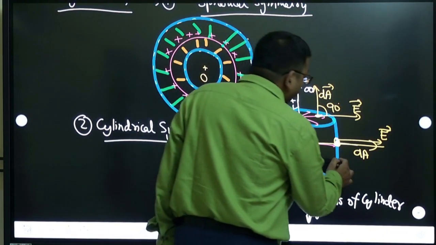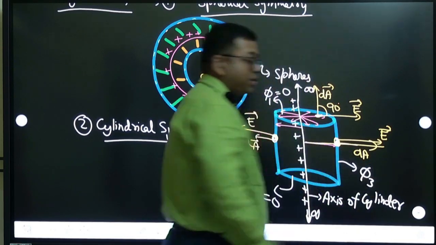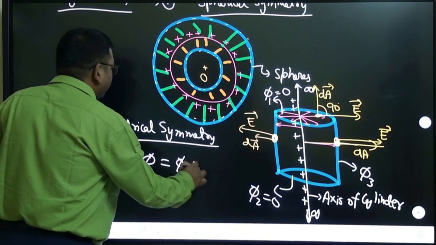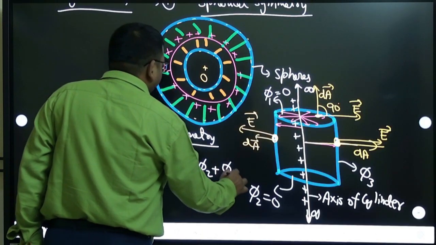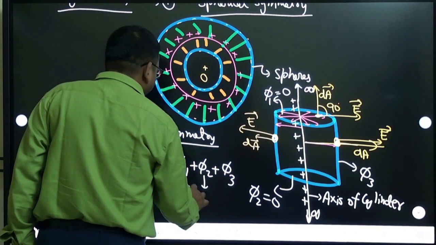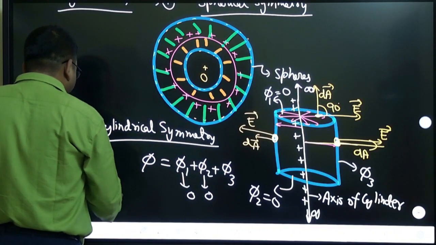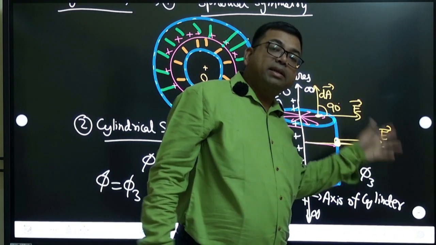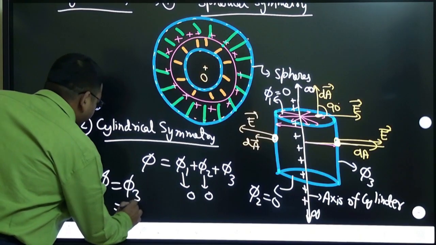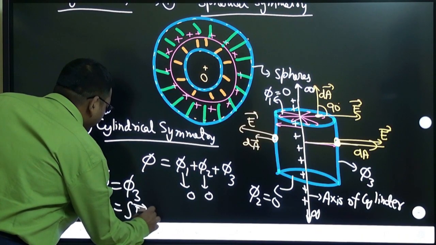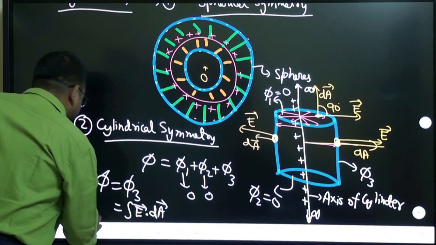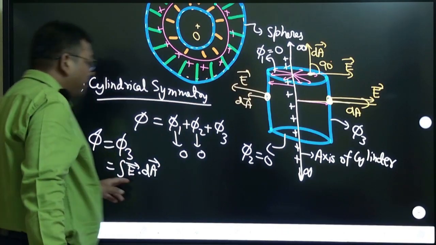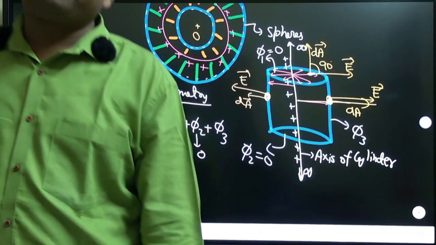So that means flux will happen only through the curved surface. The total flux of this surface will be phi1 plus phi2 plus phi3, but phi1 and phi2 have become 0. So only the flux through the curved surface remains, and the curved surface flux will again be easy to integrate. That will be the integration of E dA. Note that here you are not going to put a circle on the integral. Why are you not going to put a circle? Can you tell me?